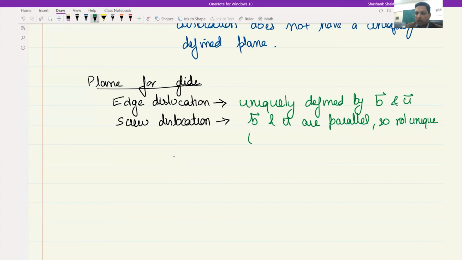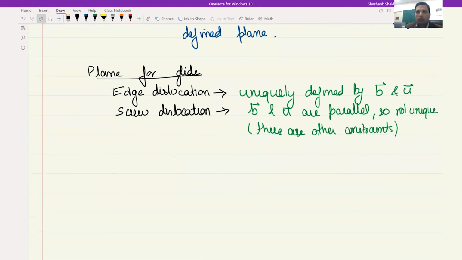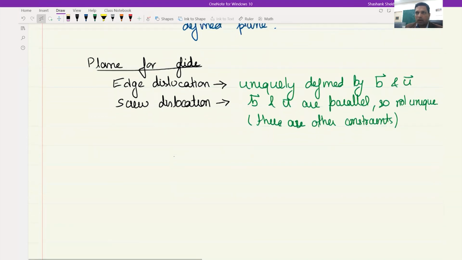However, like I have mentioned earlier also, for screw dislocation the Burgers vector and line vectors are parallel. It does not mean that all the infinitely possible planes are possible planes for slip. And there may be, or actually there are, other constraints. So we will just take a quick look at what we mean by the other constraints.